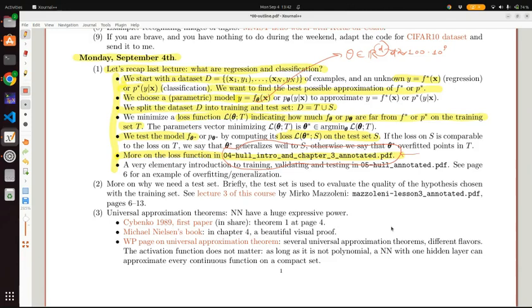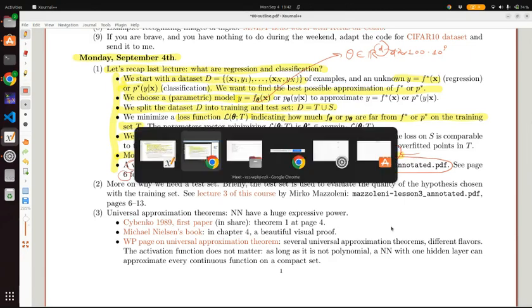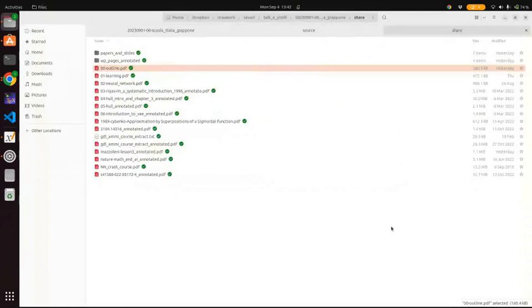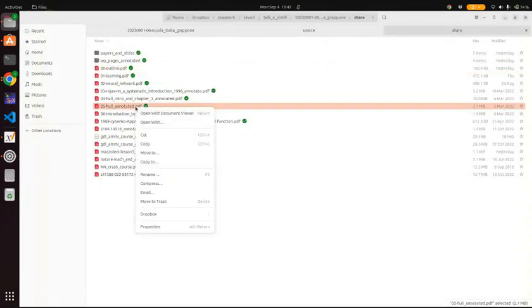And again, a very elementary introduction to training, validating, and testing, again, in this file. And maybe I can show you this page 6 for an example of overfitting generalization. Yes. So we go here, and I can take this.